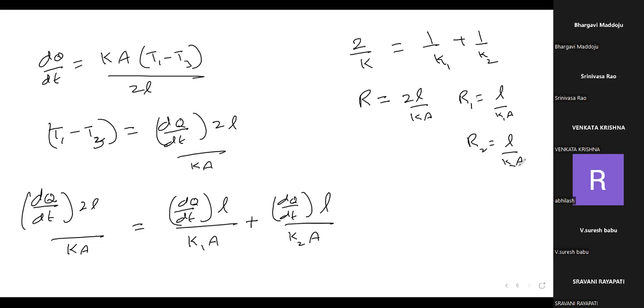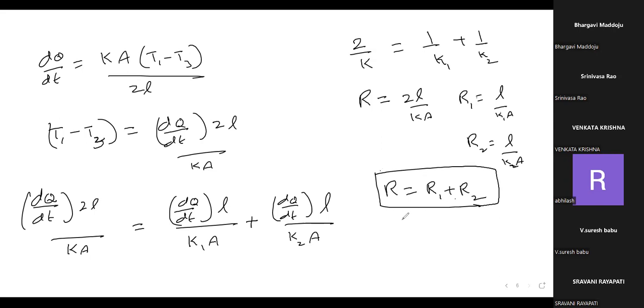Okay, the series we can write like this. Effective thermal resistance can be written as R equals R1 plus R2. Even in the case of current electricity, it is the same thing. Effective resistance in the series combination is R equals R1 plus R2. Even for thermal conductivity, it is the same expression only. So this is a series combination. Okay, I hope you understood.